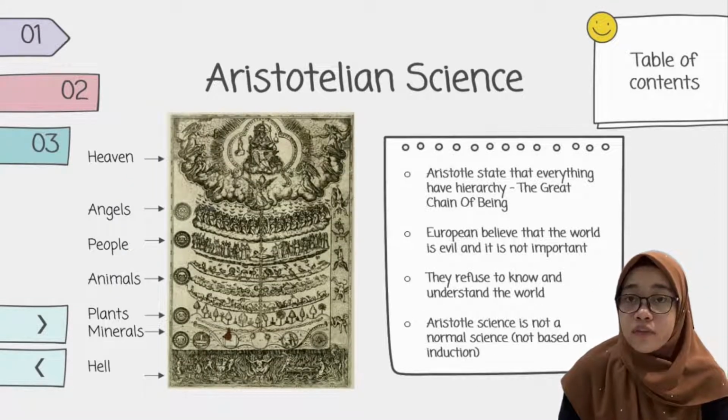According to Aristotle's view of science, everything has a hierarchy. The illustration of the great chain of being represents a hierarchy where the lowest is the most dreadful place, which is hell, to the highest, which is heaven, where God lives.